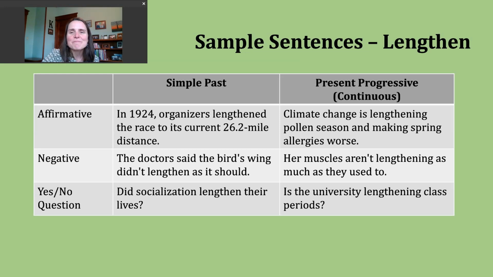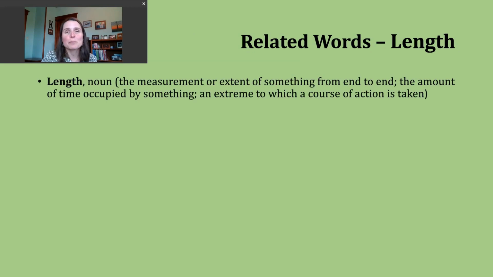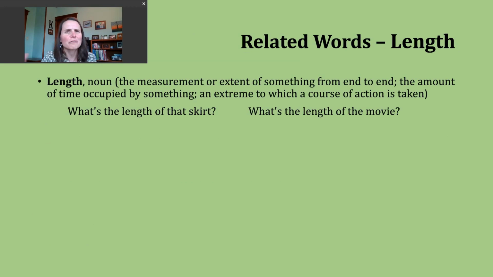Now, let's move on and talk about some words that are related to our verb lengthen. The first word we're going to talk about today is the noun form. That is length, right? This noun can have a couple different meanings, just like our, actually our verb really didn't, it just had that one, but the noun length is frequently used to talk about the measurement or the extent of something from end to end, right? So we're kind of talking, measuring here to here.